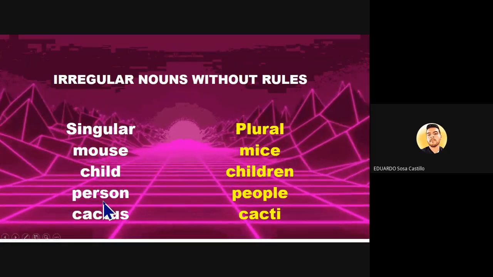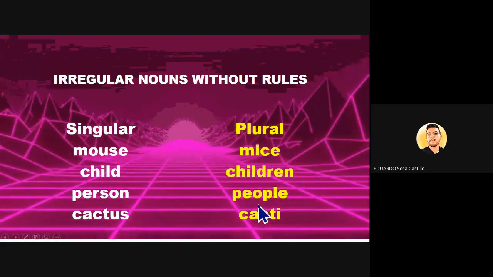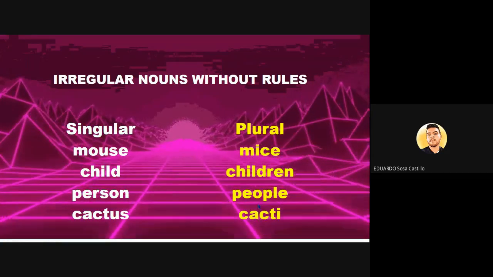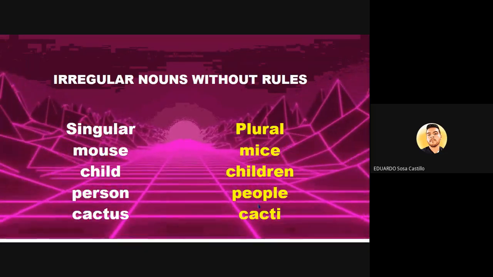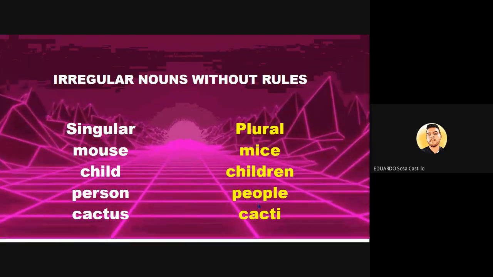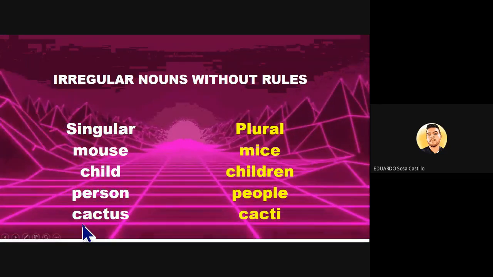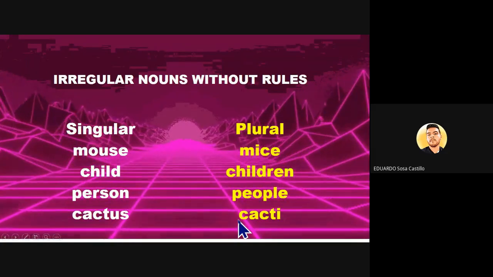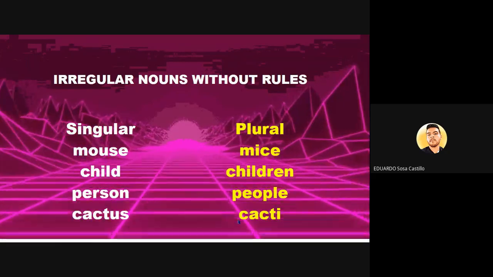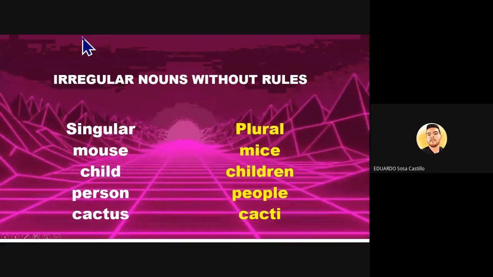And then we have person. It's only one, and for plural, two, three, four, five, it's people. It's not correct to say children's and people's, or persons. And then we have cactus in the singular, and for the plural form it is cacti. Are you ready for the exercise? Okay, let's go to the exercise.